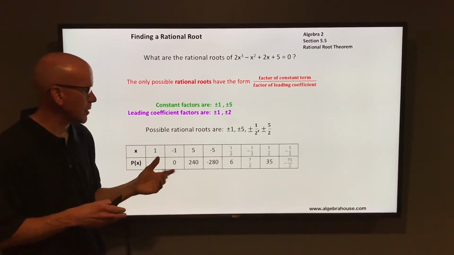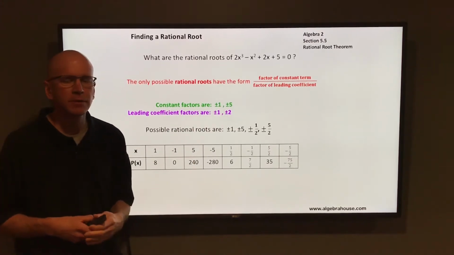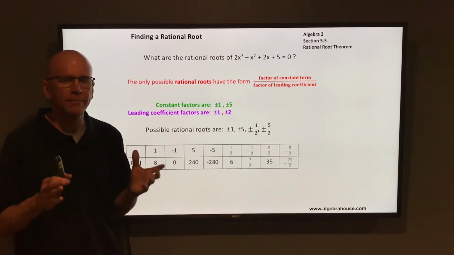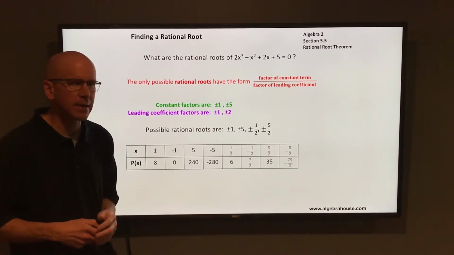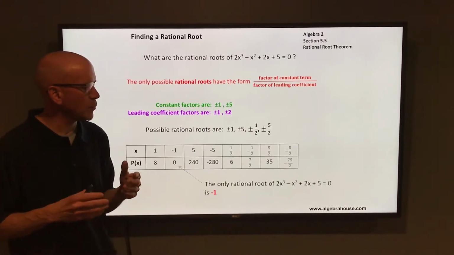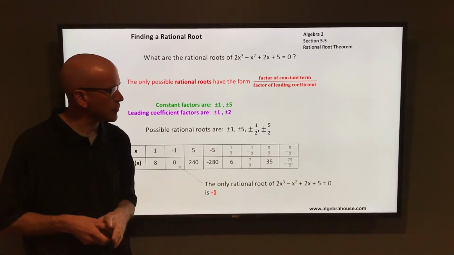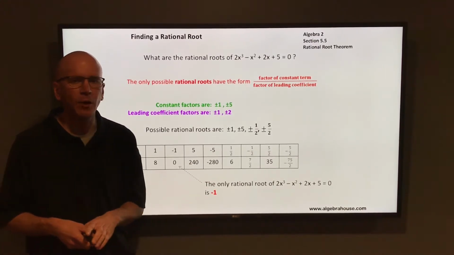So if we look at the chart, by putting those values in for x, this is the chart that is created. We're looking for what value of x makes the y value equal to 0. So the only value of x that makes the y value equal to 0 is negative 1. So the only rational root of 2x to the third minus x squared plus 2x plus 5 equals 0 would be negative 1.